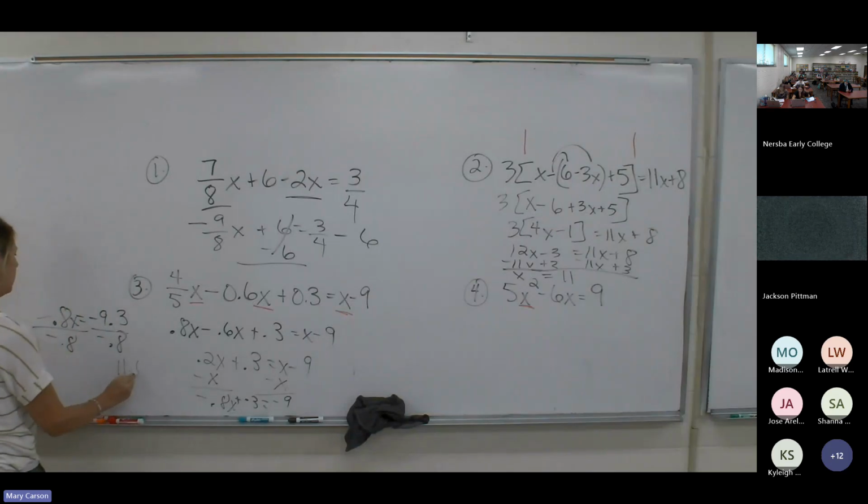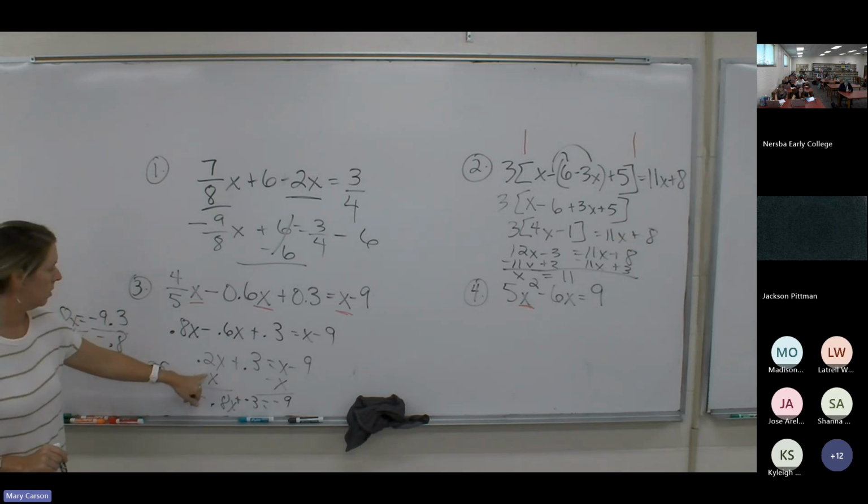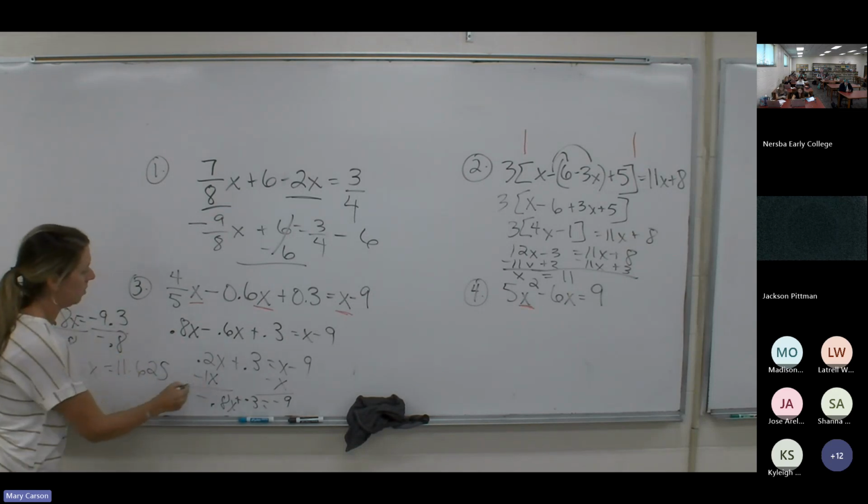11.625. Can I get that? Where'd you get the negative 0.8 from? This right here. There's a 1. Oh, okay.